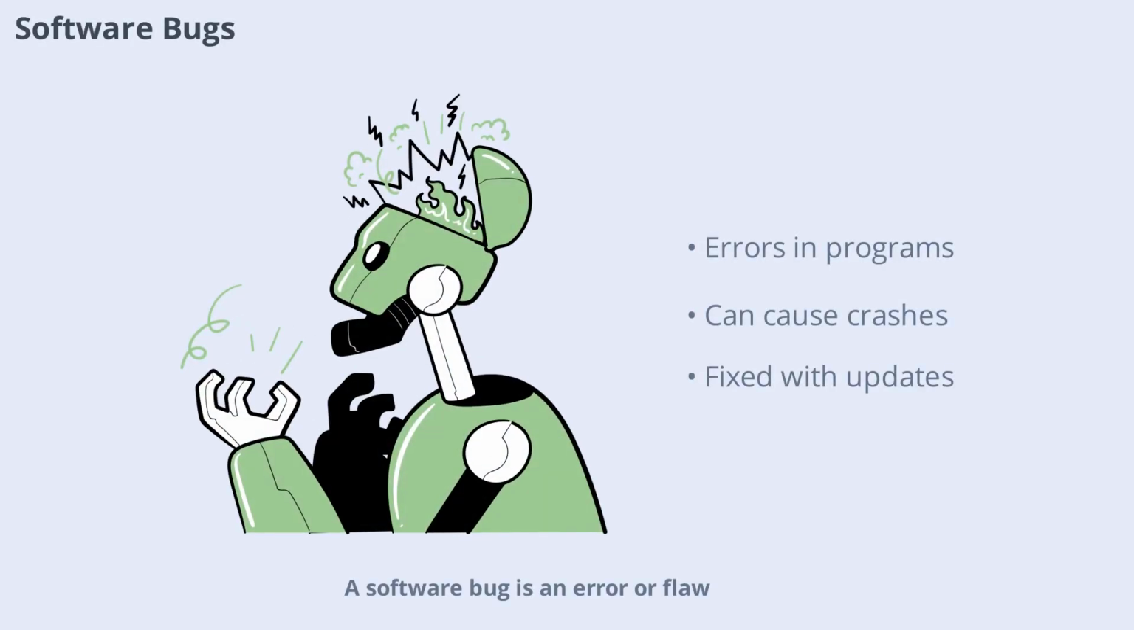A software bug is an error or flaw in a program that causes it to behave unexpectedly. Bugs can range from minor glitches to major issues that crash the software. Developers work hard to find and fix bugs before release, but sometimes they slip through. Regular updates and patches help address these problems.